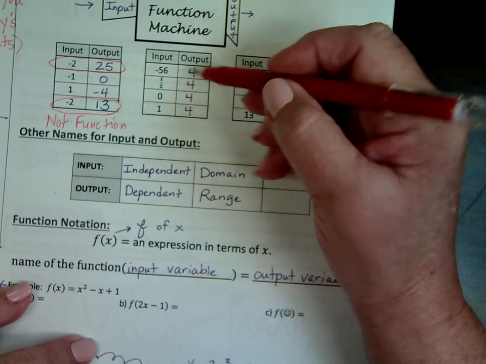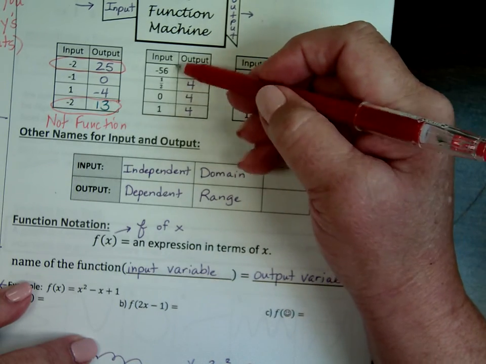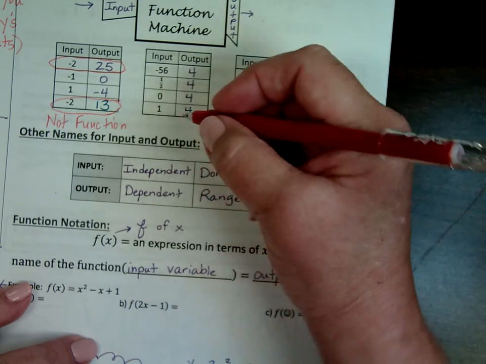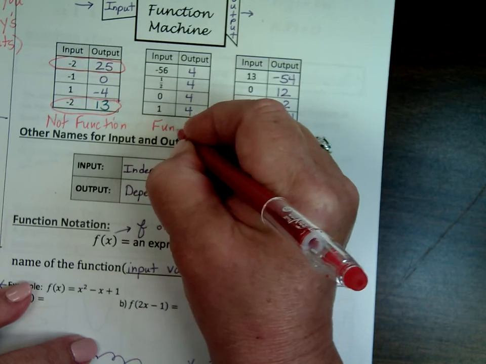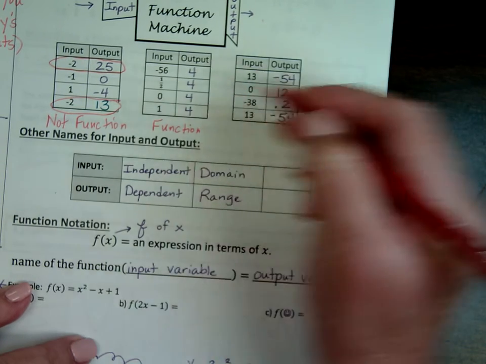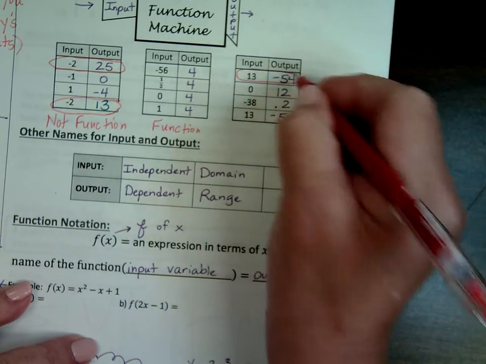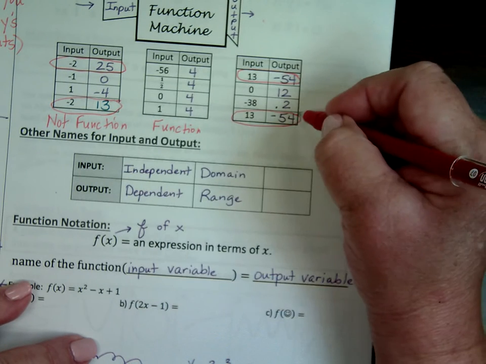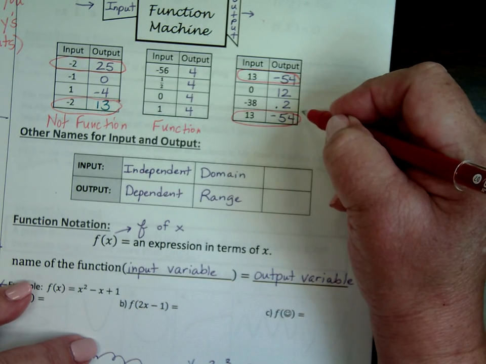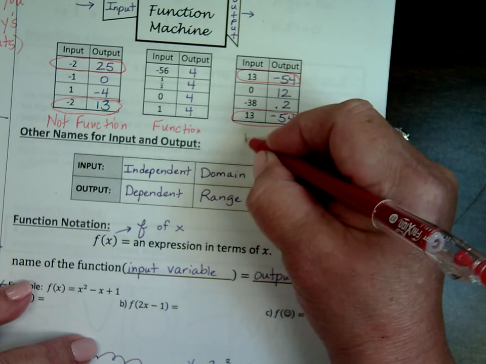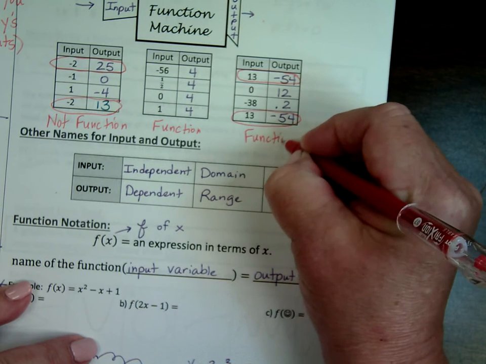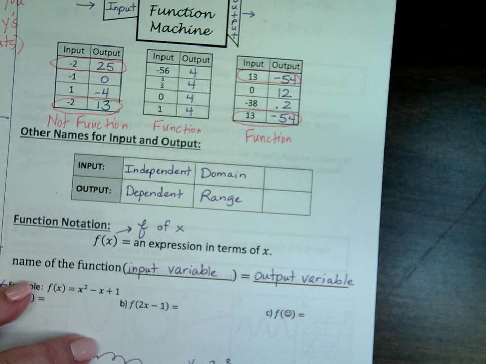All right, this guy here, do I have any repeating x's? I don't, so he's a function automatically, even though the y's are repeating, that's okay. Over here with this guy, you've got 13, you've got 13, but they're giving you the same y values out. They're not changing. So that means that this guy is also going to be a function. So from a chart, that's what you're looking at.